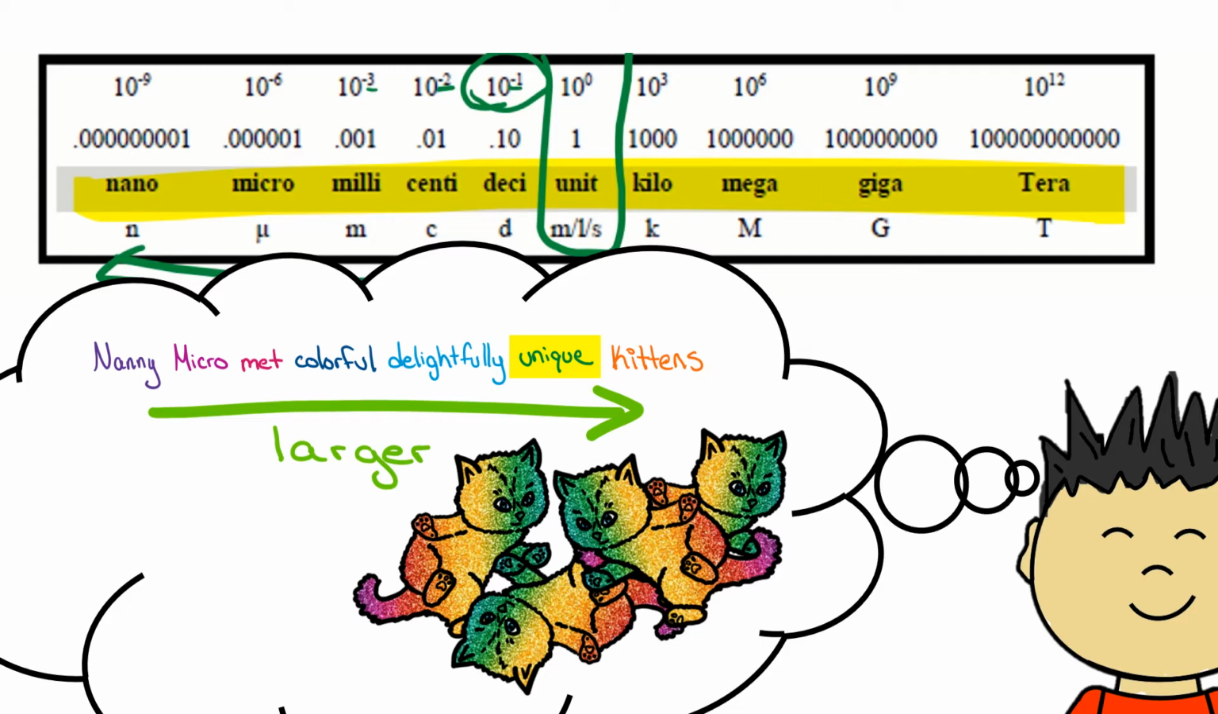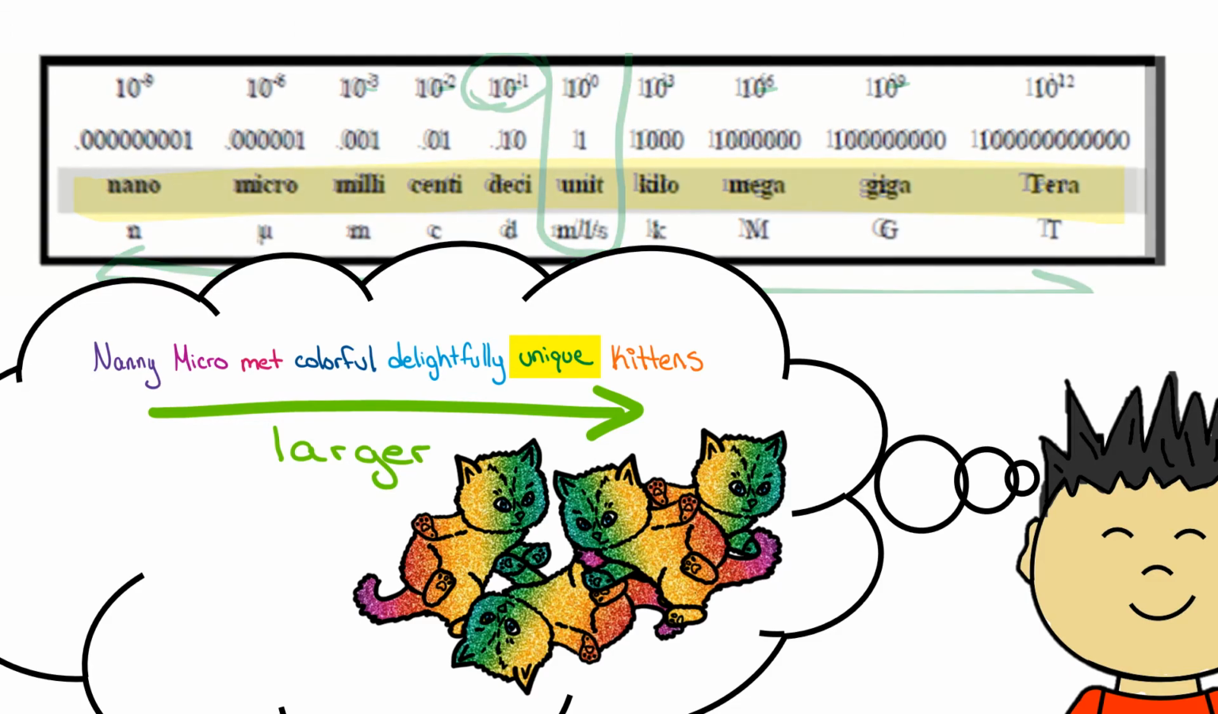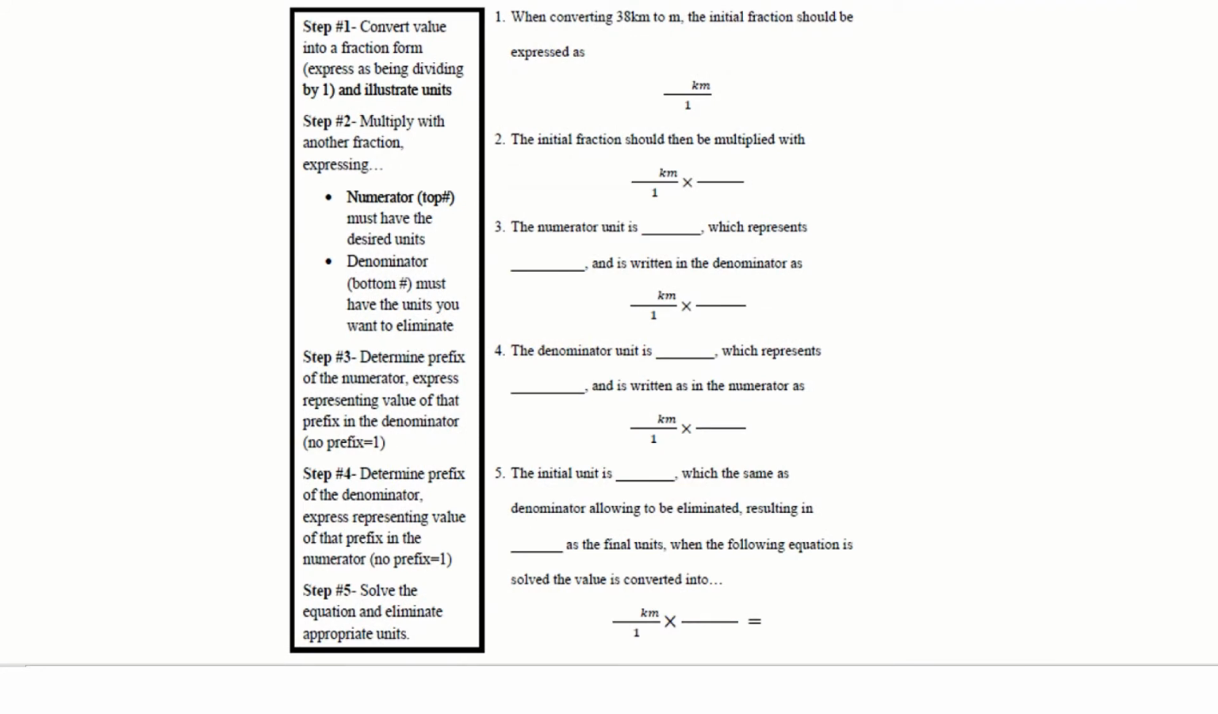Now, anything to the right of those base units, of this middle section right here, is going to be larger values. So that's why our exponents here are positive. So 10 to the 3 would be 1,000, 10 to the 6, and so forth. Those would be larger values. Okay, so now let's take a look at an example here using the following steps.